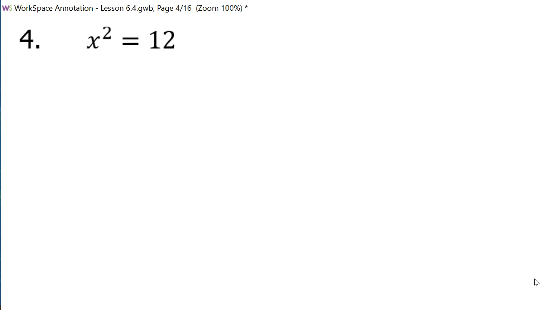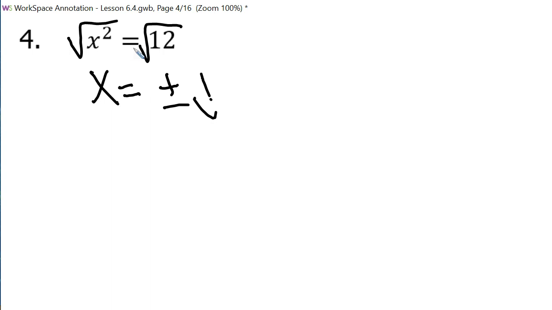Number 4. First step, is the x squared by itself? Yes. So step 2, we need to get rid of the square. What is the opposite of squaring? Square root it. So we need to square root the left side, square root the right side. And what happens when you square root a square? They cancel. So bring down the x. And how many answers did I have? 2. So this needs to be plus or minus. Is 12 a perfect square? No. So right now we're going to leave it as plus or minus square root of 12.